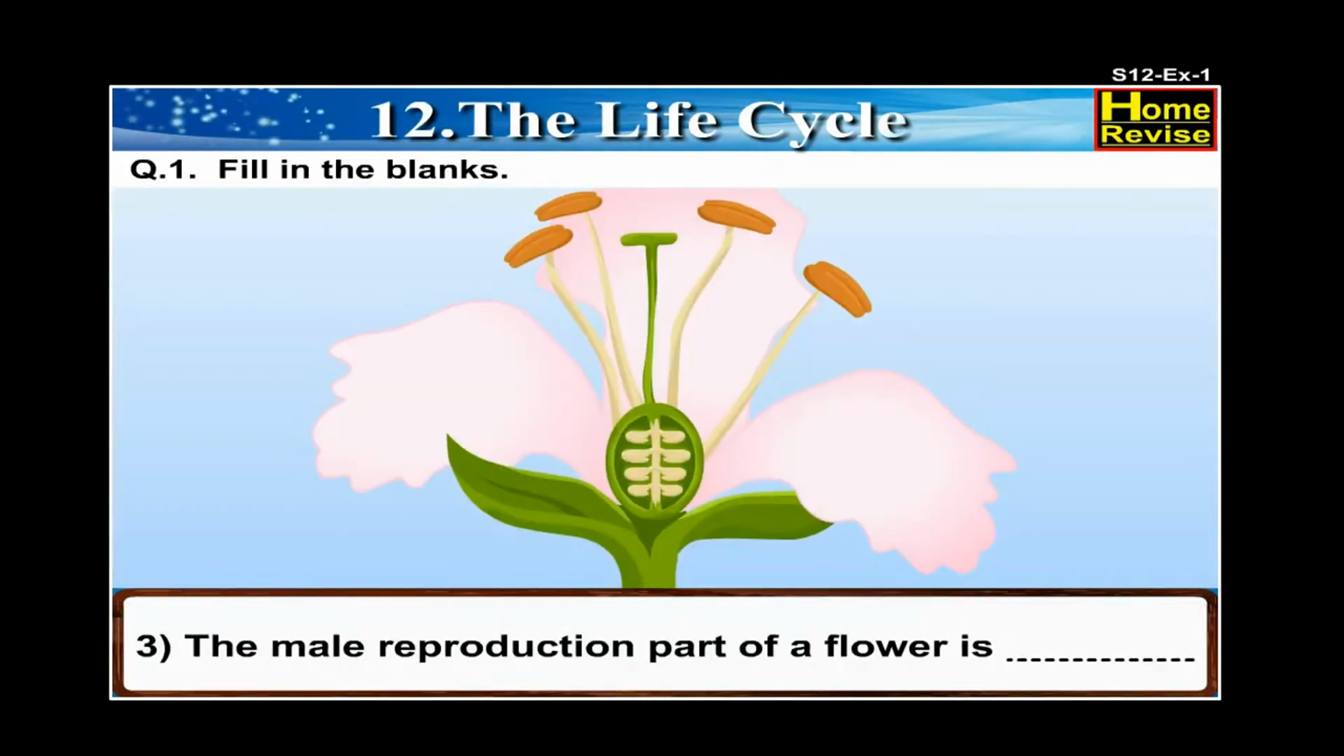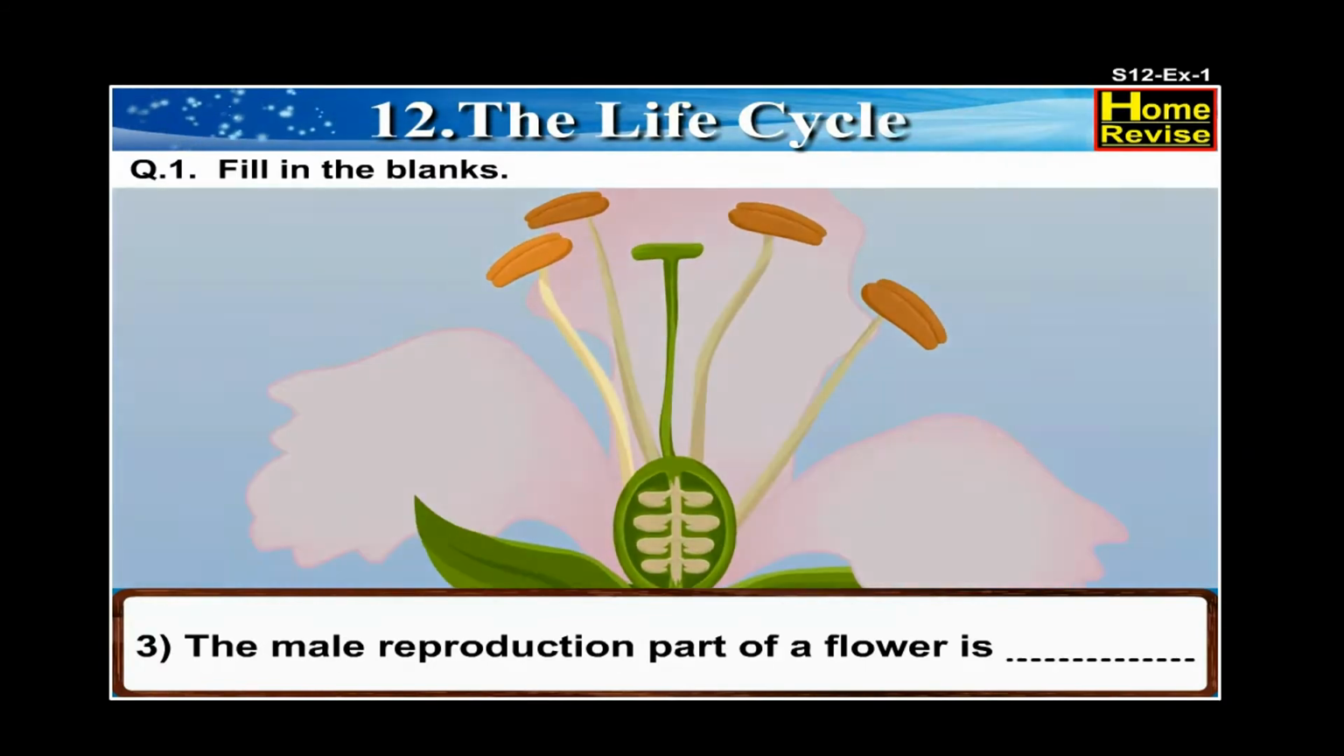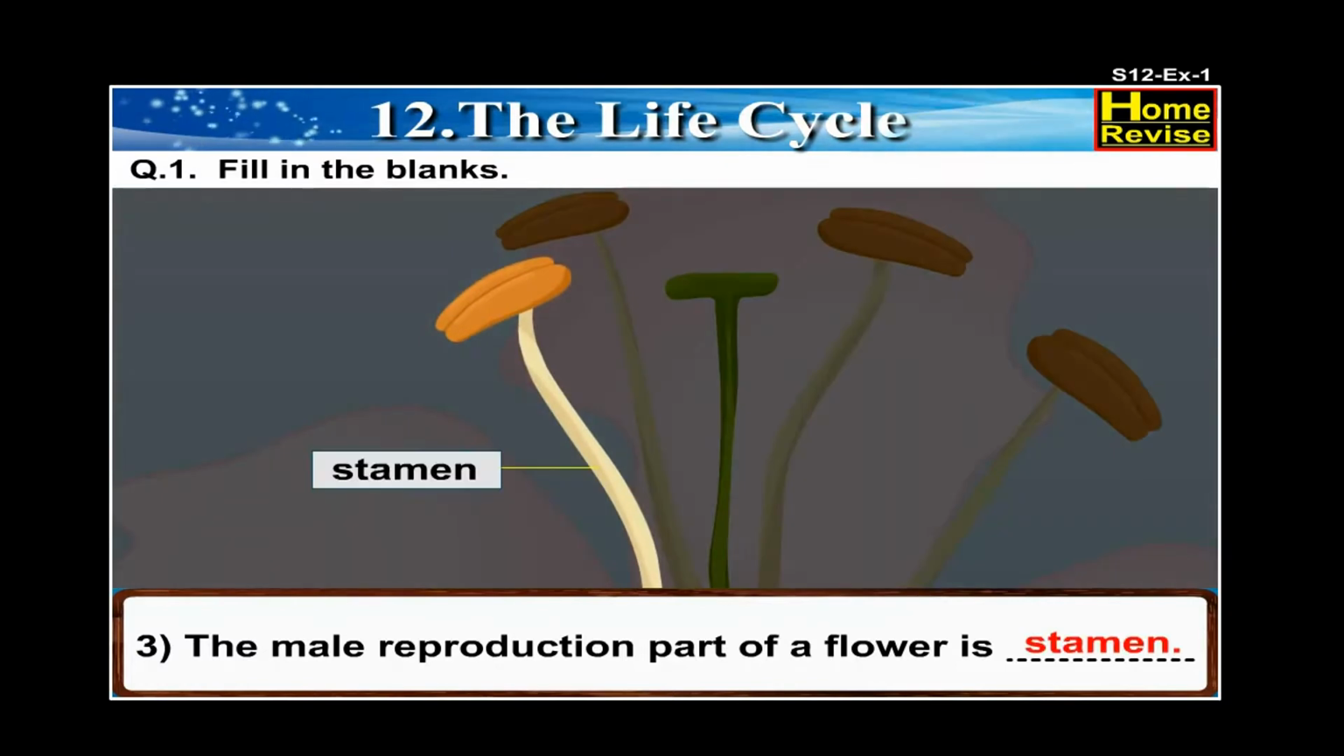3. The male reproduction part of a flower is dash. The answer is the male reproduction part of a flower is stamen.